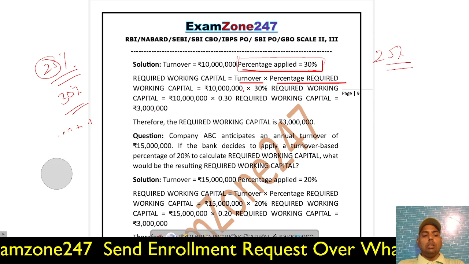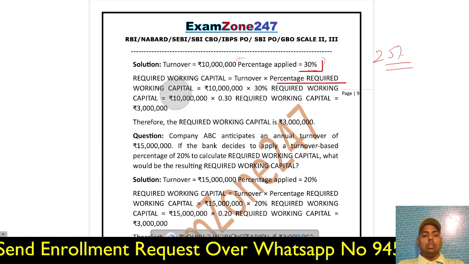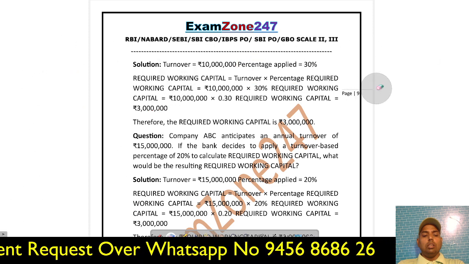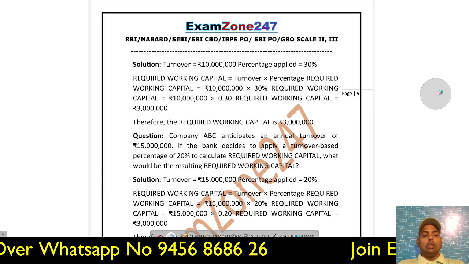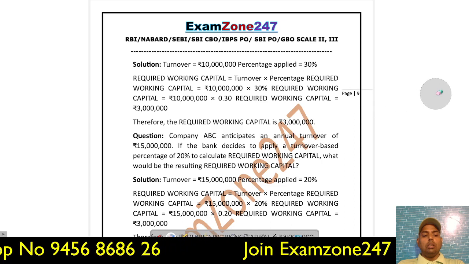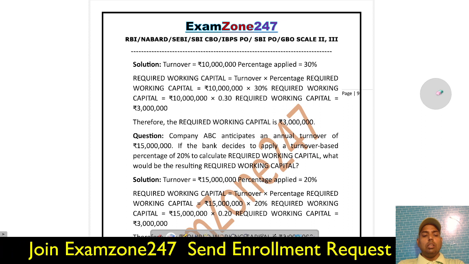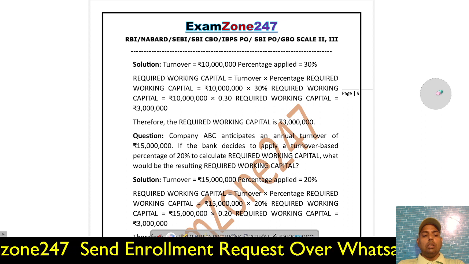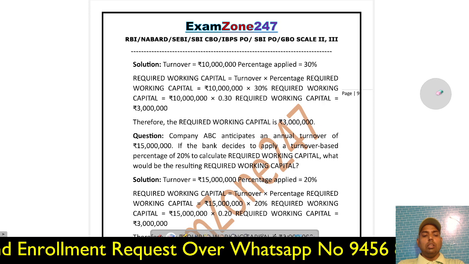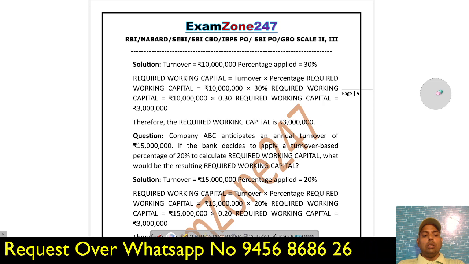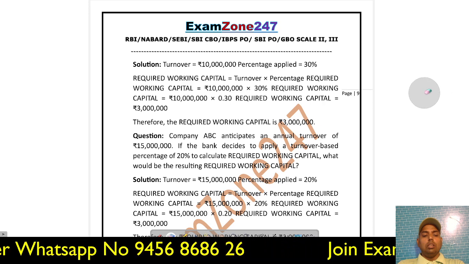What about margin? Nothing about margin is written, so we cannot tell anything. Why? Because in the NAYAK committee it is clearly mentioned that 5% will be the margin as contributed by the borrower. But in this question it has taken 30%, and it didn't say anything about the margin, so we can't say anything about margin.